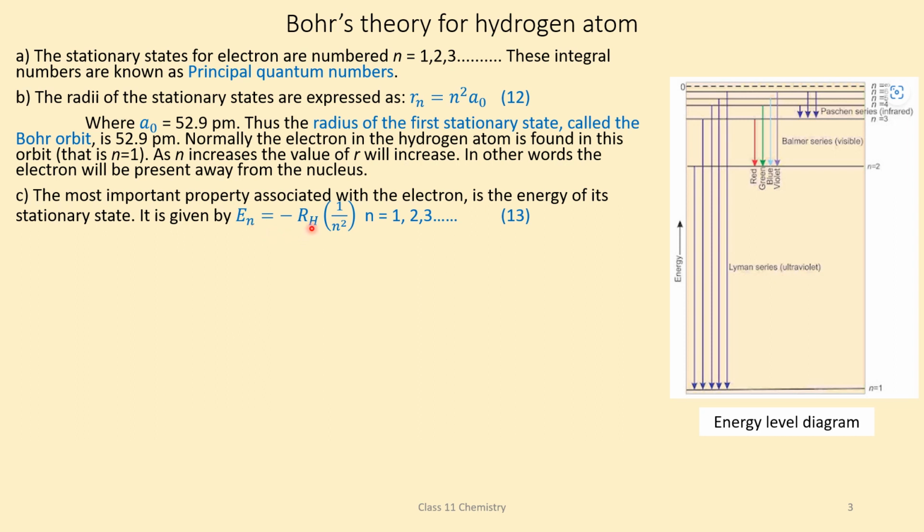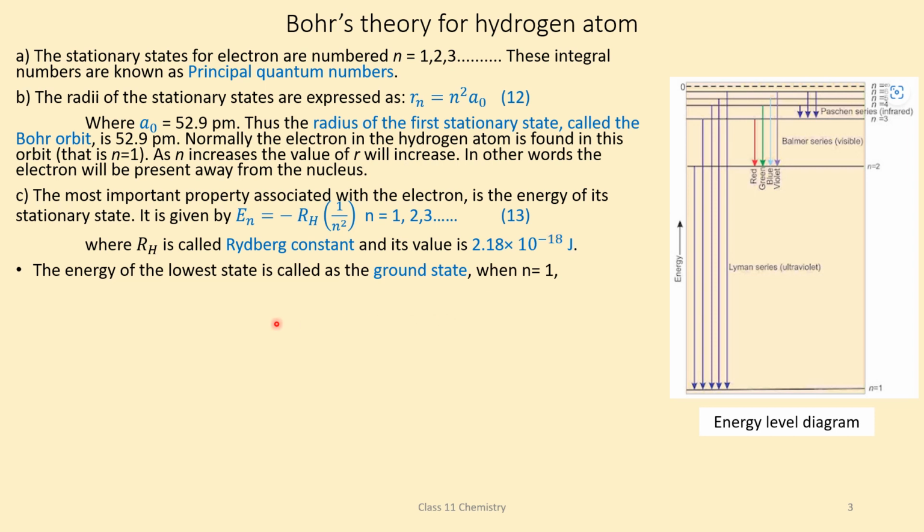R H is the Rydberg constant, and its numerical value is 2.18 into 10 to the power of minus 18 joules.